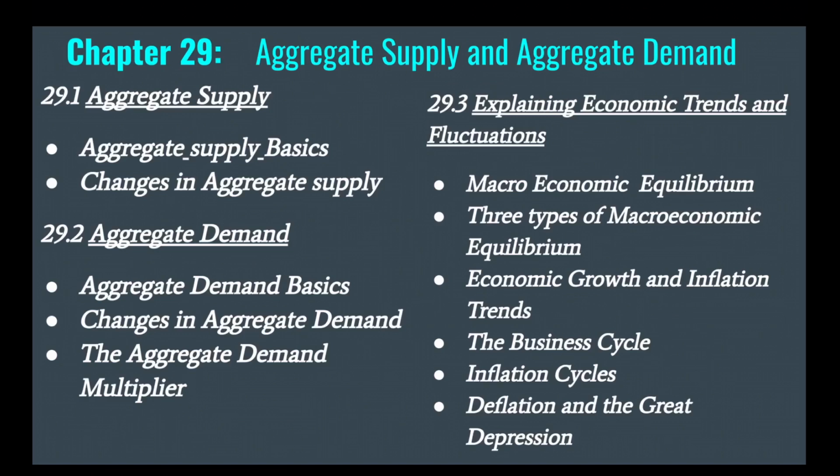29.3 Explaining economic trends and fluctuations. Macroeconomic equilibrium. Three types of macroeconomic equilibrium. Economic growth and inflation trends, the business cycle, inflation cycles, deflation and the Great Depression.